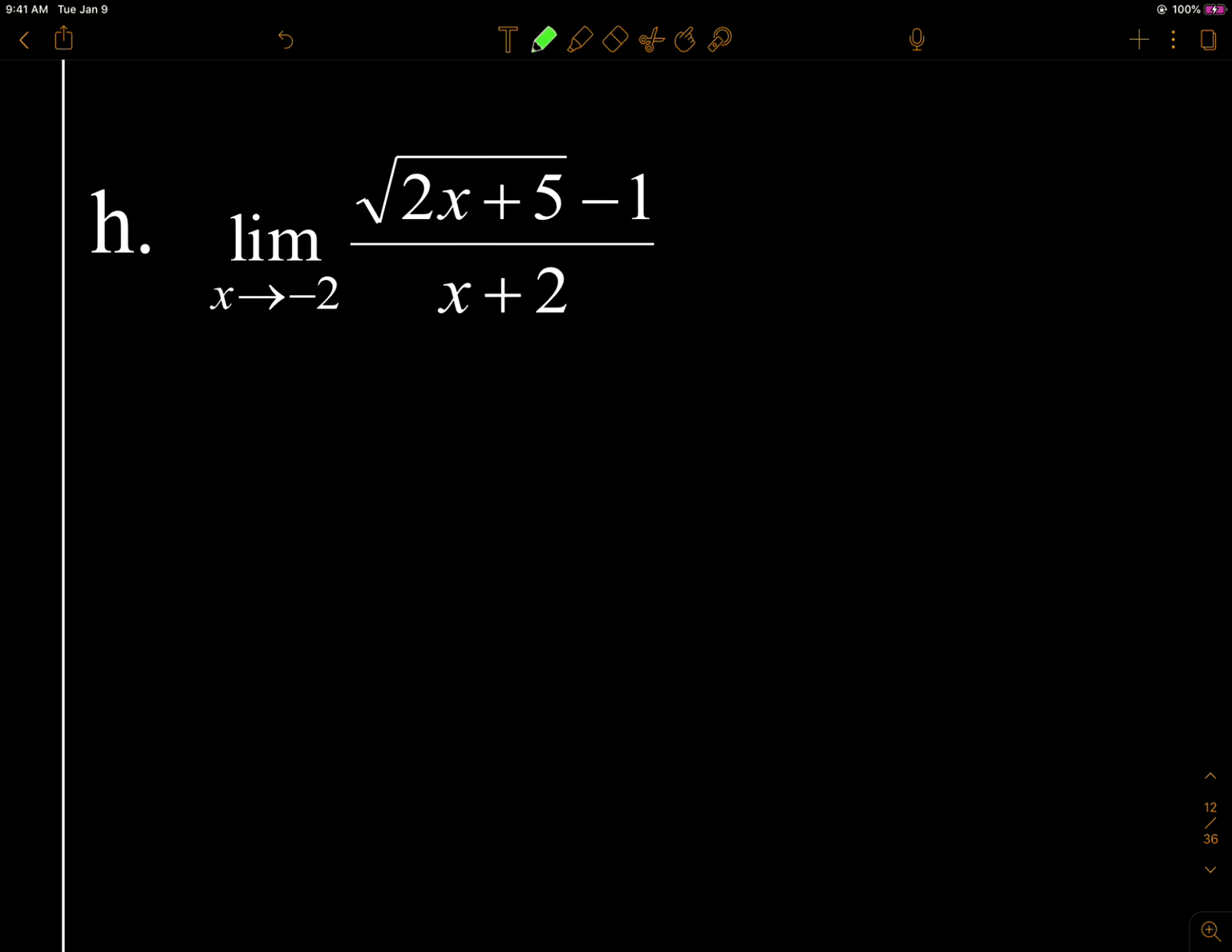All right, let's try h. Remember, always try direct substitution first. It might work. Don't just start rationalizing the numerator. So if I plug in a -2, I get 0 on the bottom. I'll also get 0 on the top. So that tells me there's a hole. It's fixable. So this is the type where I have to rationalize the numerator.